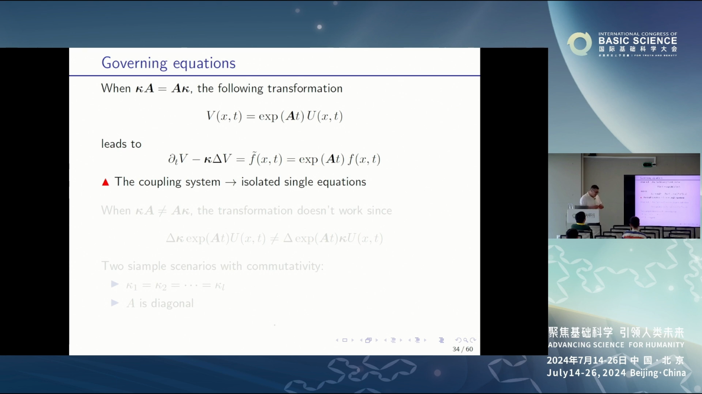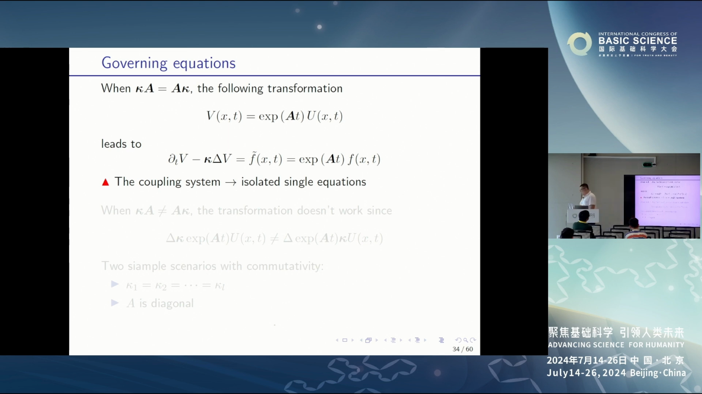If kappa A equals A kappa, then we can use the following transformation. Then it gives us a heat equation again. It's a heat system, but it's simple. So this is the condition we found. That means we have a coupled system, because the reaction means one pollutant will react with others. So this result tells us that if we assume this condition is satisfied, we can decompose this coupled system into isolated single equations.